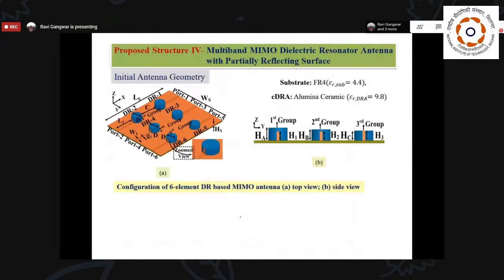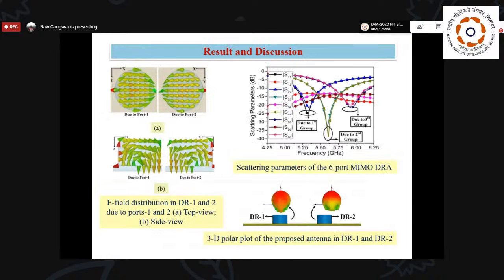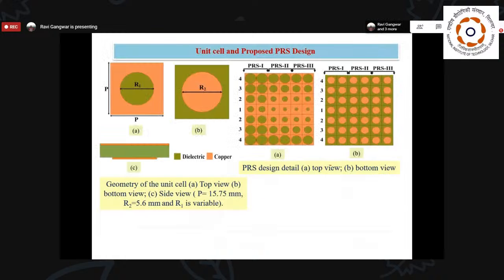Similarly, we can see the next structure, that is your multi-band MIMO structure. So here what I have done, I have used 3 sets of DRAs, and all these DRAs have the same dielectric constant and the same diameter, but they have different heights. So by controlling your height, I am going to energize these 3 DRAs that cover 3 different bands around 5 gigahertz. So for that purpose, I have designed it, and you can see that here we are able to get 3 different bands with your 3 sets of DRAs.